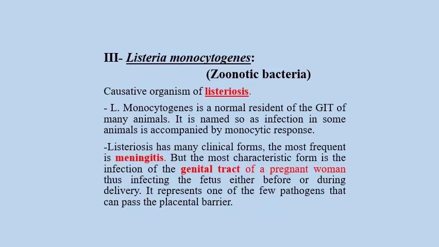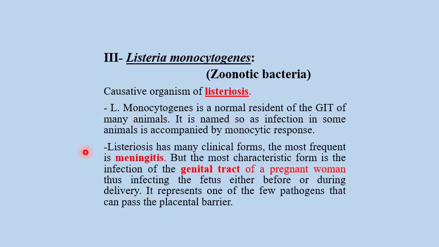ننقل بقى على the second microorganism اللي هو Listeria monocytogenes, and we consider it as a zoonotic bacteria because it is usually present in the GIT, or it's a resident يعني a normal flora in the GIT of many animals, especially domestic animals. It's the causative organism of listeriosis. يبقى المرض بنسميه listeriosis. ملوش ترجمة عربي، معرفش ترجمته بالعربي الحقيقة. Listeria monocytogenes is a normal resident of the GIT of many animals, as I said. سموها ليه monocytogenes? Because the infection in some animals is accompanied by monocytic response. بيأثر على المونوسايتس أو الماكروفاجز as we will see in its infection cycle.